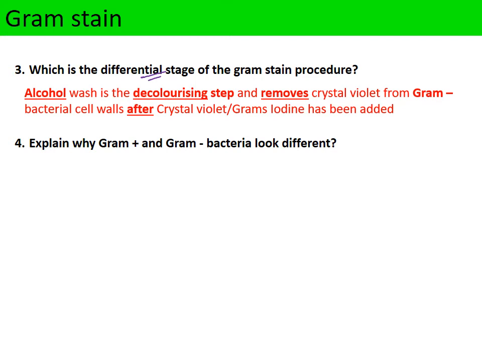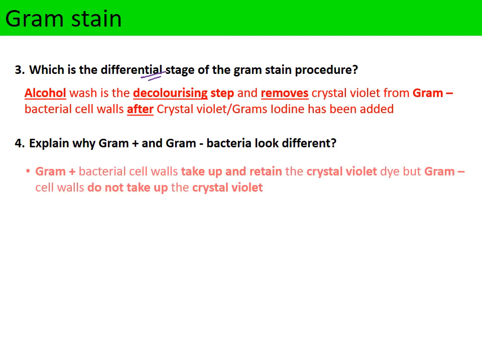Another question is to explain why the two bacteria then look different. So we can have a look at the mark scheme. We know gram-positive bacterial cells have the thick layer of peptidoglycan, and it's important to say they take up and retain, that really important word, retain the crystal violet. Okay, and this is after the alcohol wash. But gram-negative bacterial cell walls do not take up and retain the crystal violet stain.